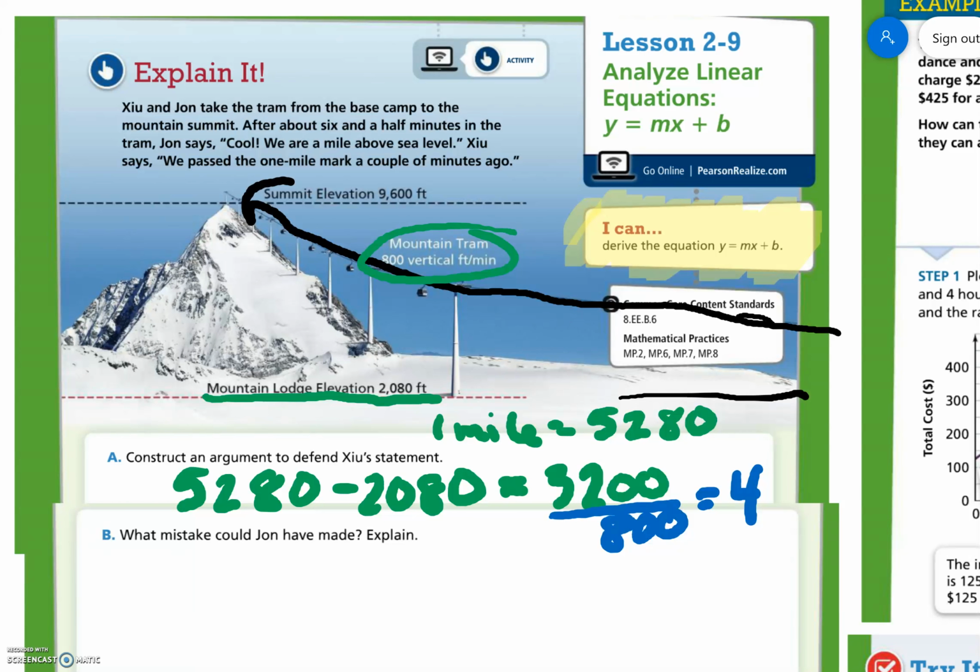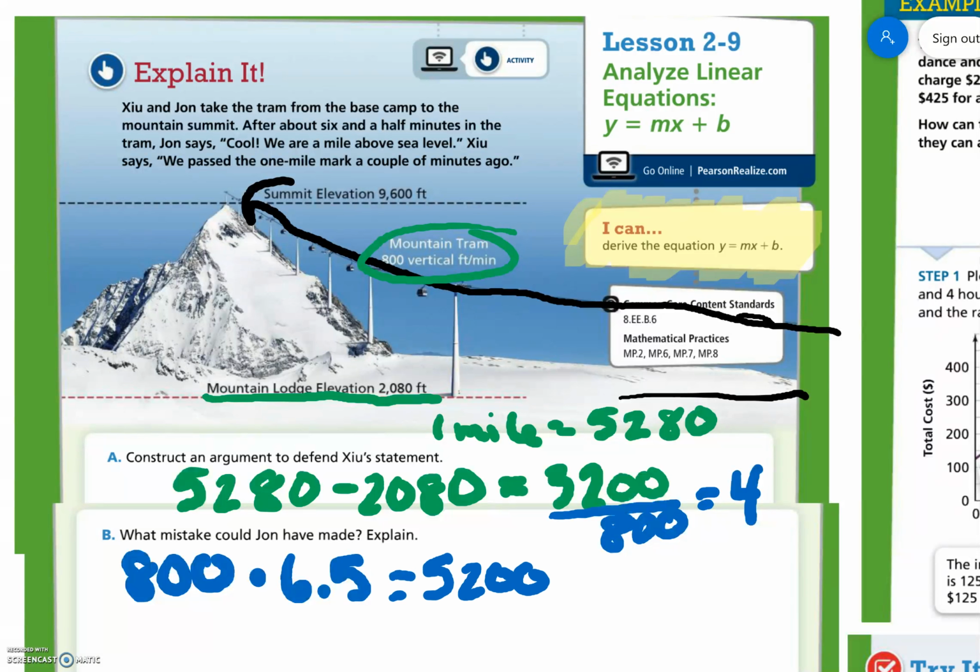What mistake could John have made? Explain. Well, my thought process is that if they're traveling 800 vertical feet per minute and they traveled for 6.5 minutes, multiply that, you would get 5,200. So maybe John thinks that they've traveled a distance of 5,200 feet, but they aren't 1 mile above sea level. They're 1 mile above where they started, and they started at 2,080.